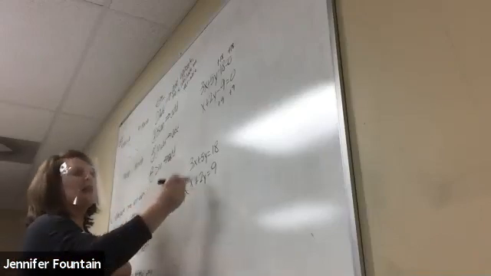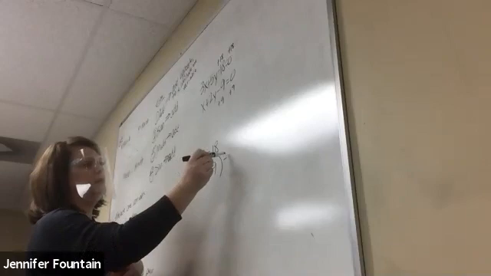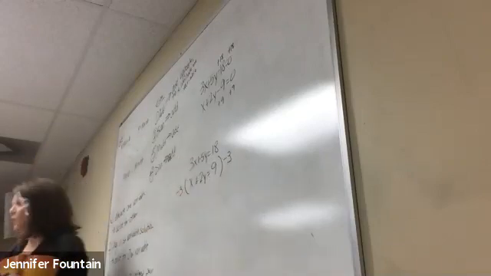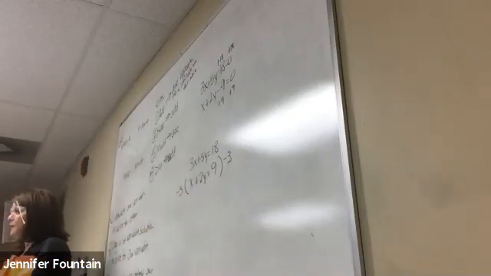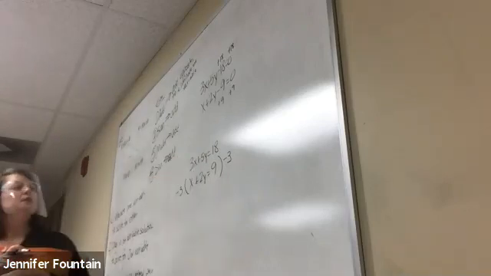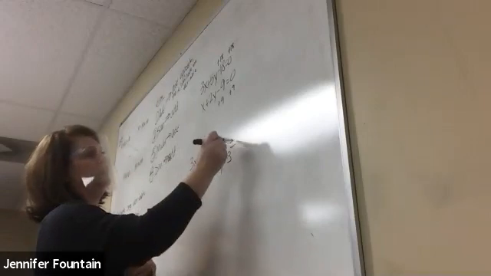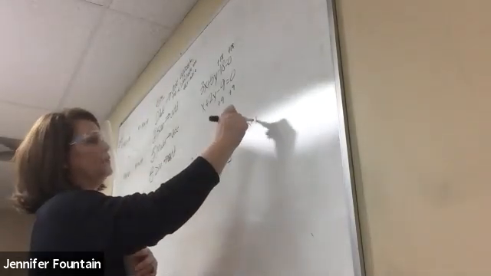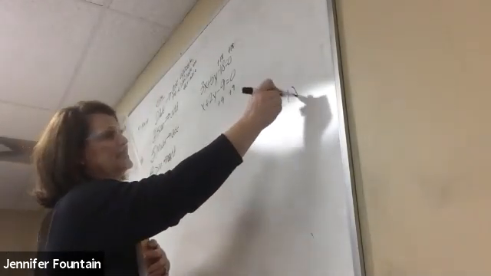Multiply everything by a negative 3. Is everybody good with that so far? Does everybody understand why I'm multiplying by negative 3? Because I want this term to be the opposite of this one. So now I've got 3x plus 5y equals 18.